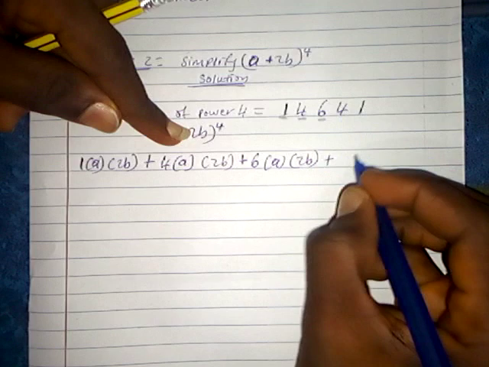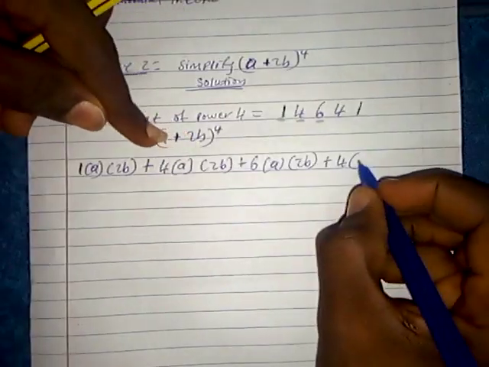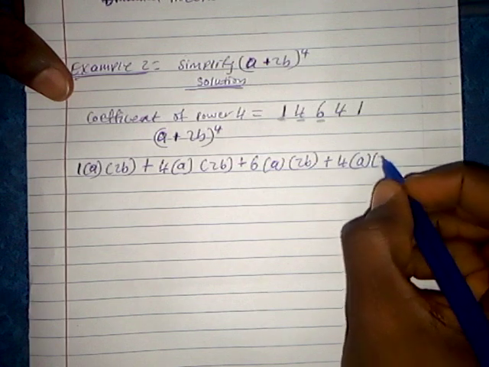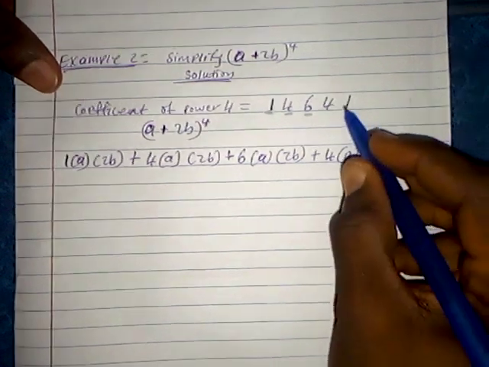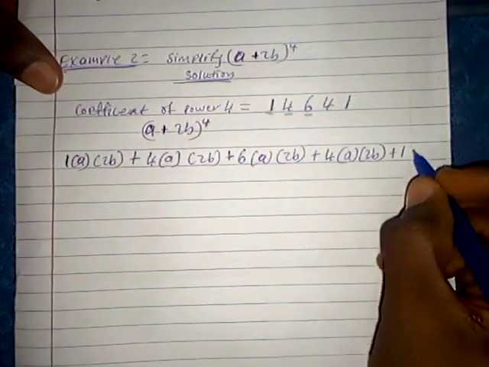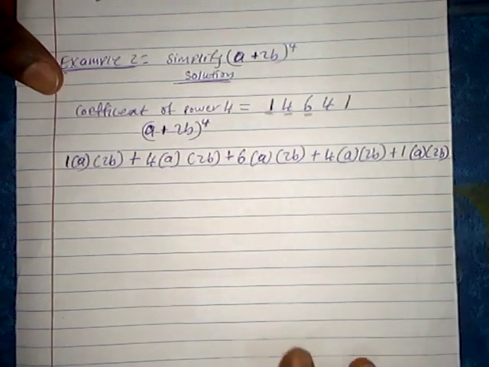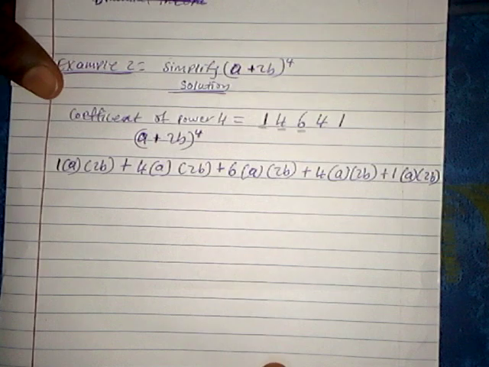Plus, you see the other one. The first term of the binomial, which is a, what? The second term of the binomial, which is b, and the last coefficient, which is what? Plus 1. A into 2b. Good. Do you see? And what are we going to do?